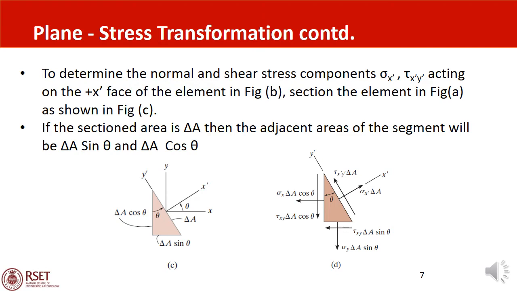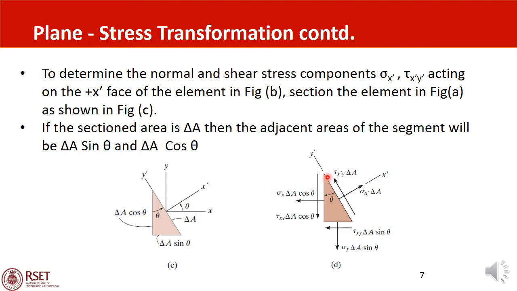To determine the values of sigma x dash and tau x dash y dash, we section the original element as shown in figure C. Now, if the sectioned area is delta A, then we get the adjacent areas as delta A sin theta and delta A cos theta. And we need to find out stress components sigma x dash and tau x dash y dash with respect to the new coordinate system x dash and y dash.